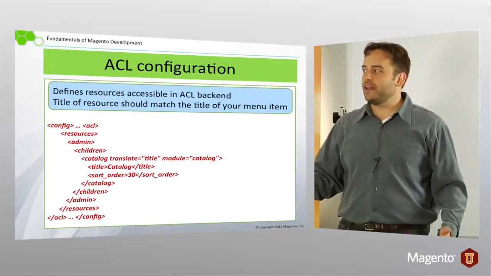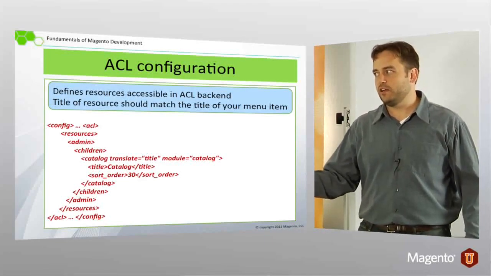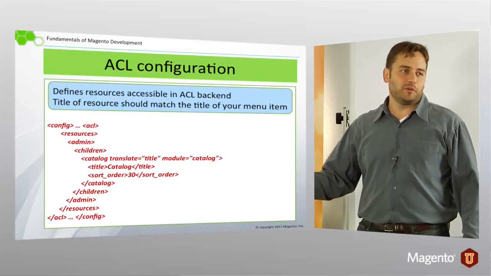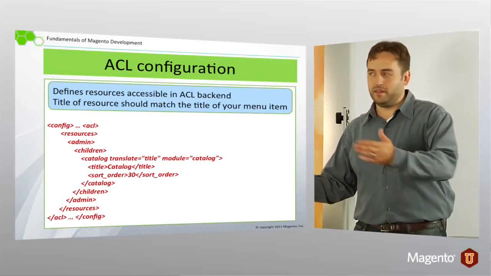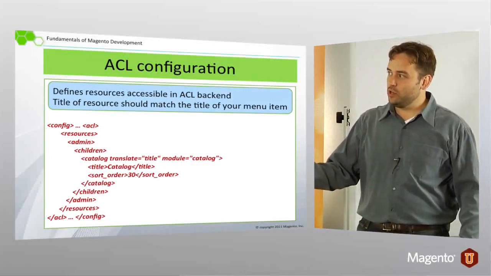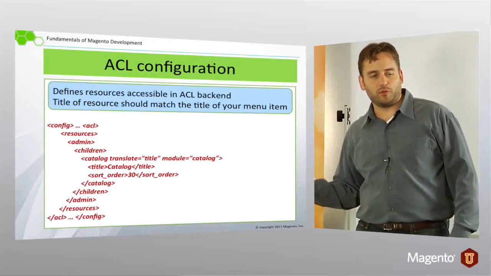So then, it's basically the same kind of syntax. You define a title, you can set a sort order, and then if we wanted to have children in here, we would declare a children node, and then in this case, we would have products, and so forth. So it's basically node, children, node, children, node, children, all the way down.